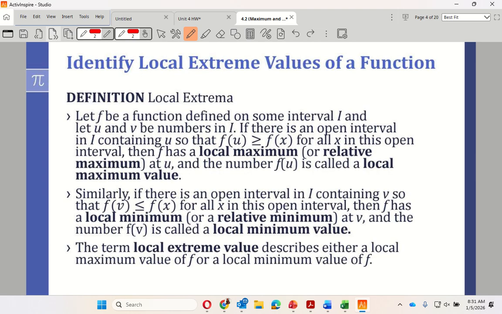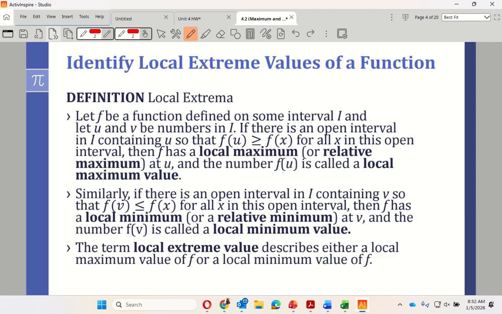Local extrema values of a function. Okay, this is important. So let f be a function defined on some interval I, and let u and v be numbers in I. If there is an open interval in I containing u so that f of u is greater than or equal to f of x for all x in this open interval, then f has a local maximum or relative maximum at u, and the number f of u is called a local maximum value.